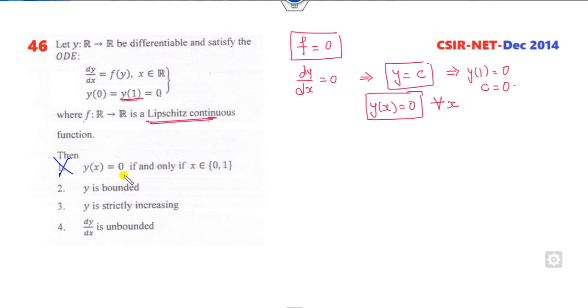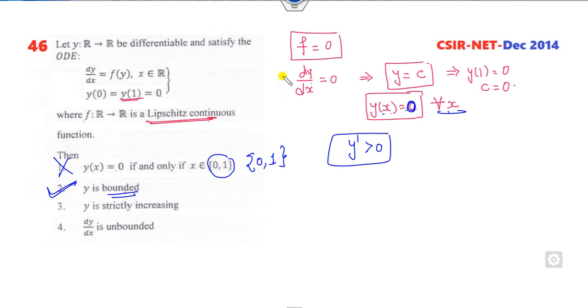So clearly the first option is cancelled because it says only in 0 or 1, but it is for all x. Is y bounded? Yes, because it's a constant function and it's 0. Every 0 is a constant, a bounded function. Y is a strictly increasing function. What is an increasing function? Y dash must be greater than 0. But here you can see y dash is equal to 0. So it is not.